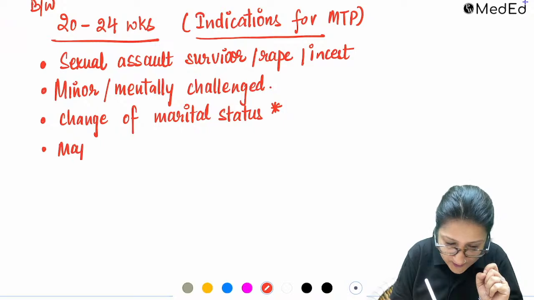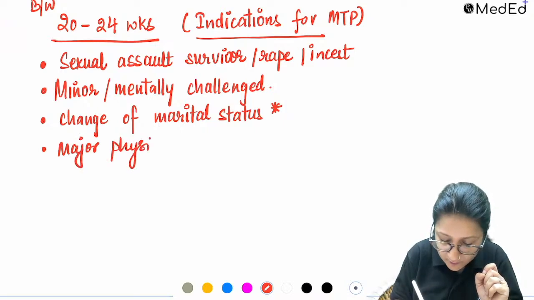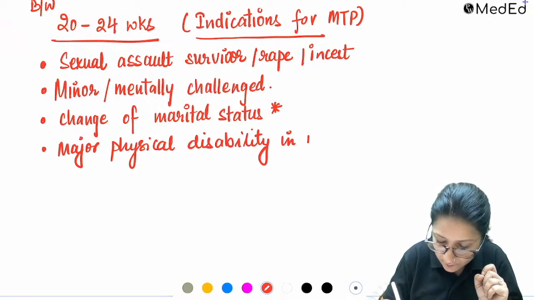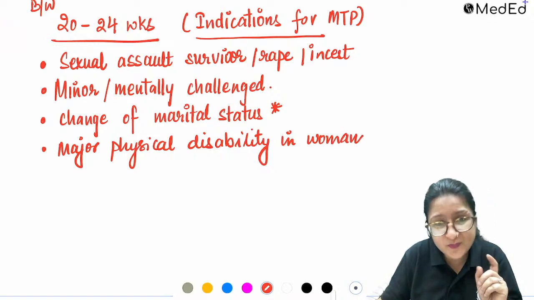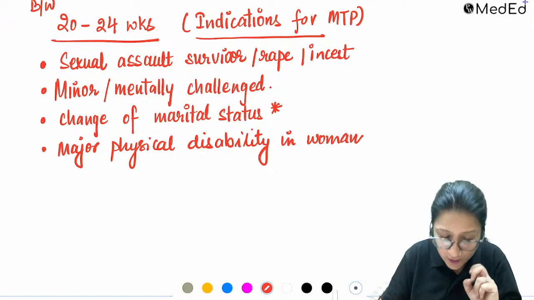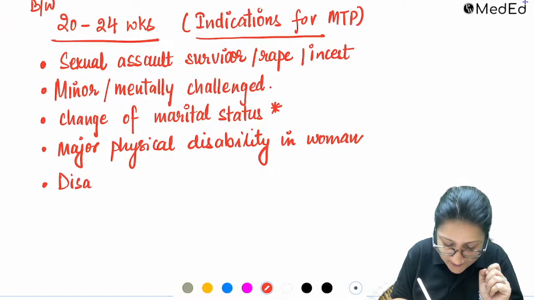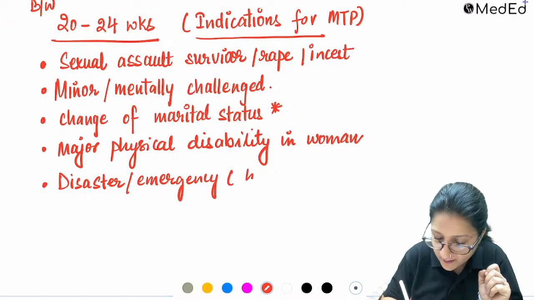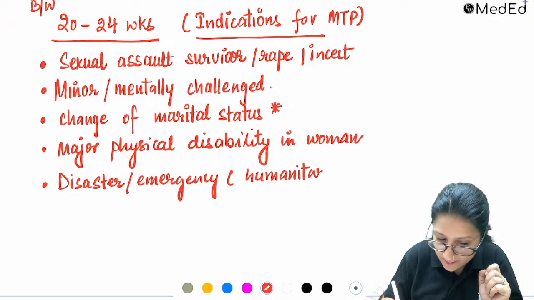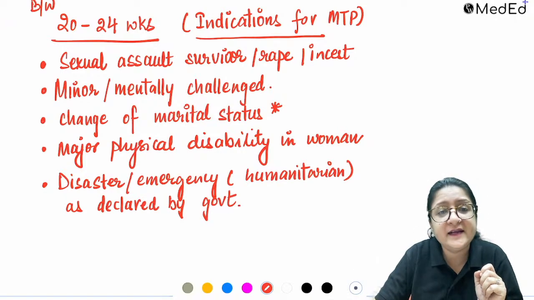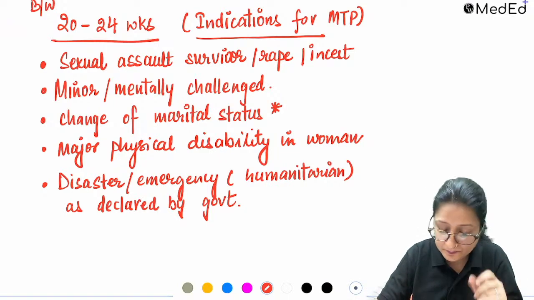Then the other indication is major physical disability in the woman. In that special circumstance also 20 to 24 weeks के बीच में कर सकते हैं. 2 registered medical practitioners have to give the opinion. And lastly, sometimes in disaster settings or emergency settings on humanitarian grounds, okay, as declared by the government, right? So these are some of the indications जिसमें 20 to 24 weeks के बीच में कर सकते हैं.